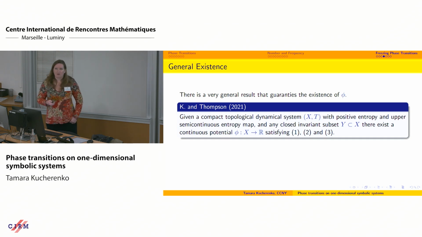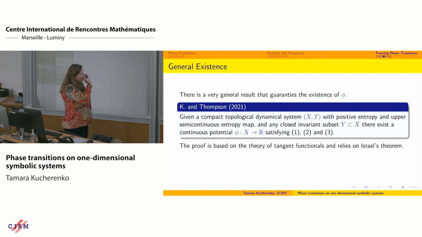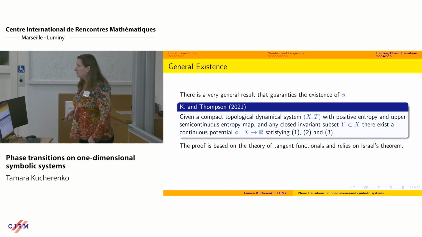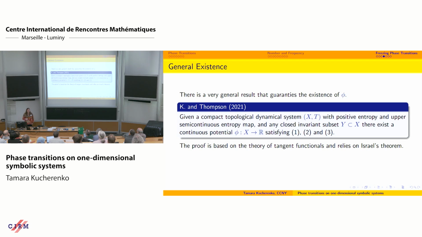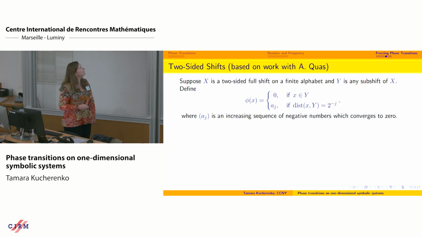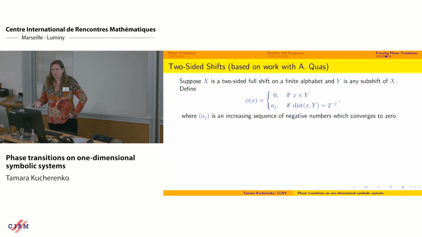It exists. So this is an existence result. The proof is based on Israel's theorem. In particular, it tells us absolutely nothing about what type of potential can do it, right? We know it's there, but we don't know what it is. We can say much more if we specify what my dynamical system is.